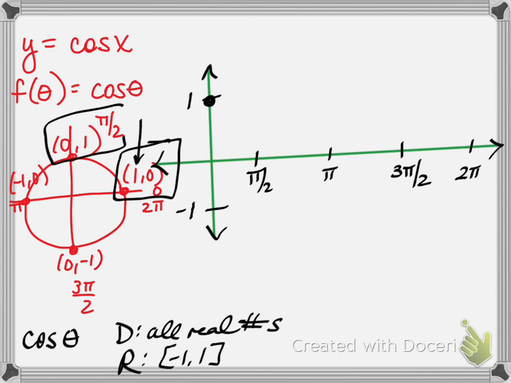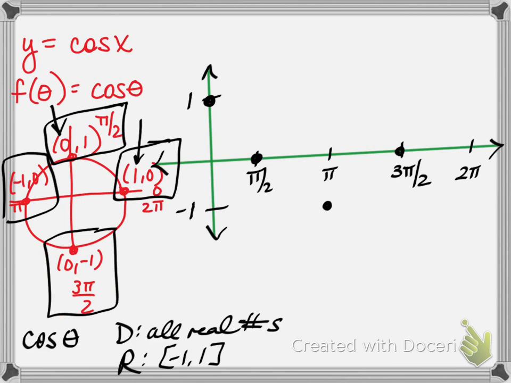At pi over 2, look at this ordered pair. Cosine is x, so it's 0. At pi, checking out that ordered pair, cosine is -1. At 3 pi over 2, cosine is 0 again. And at 2 pi, we're back to the same ordered pair. We're back to 1 again.